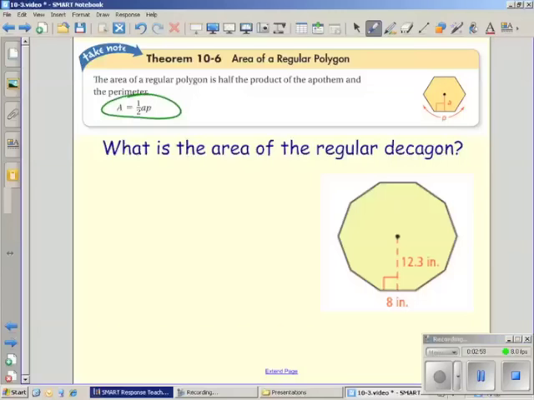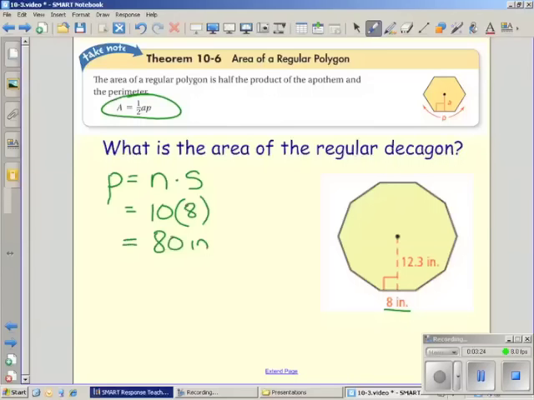Well, step one is we have to find the perimeter of this decagon. And to find the perimeter, we know that equals the number of sides times the length of a side. Decagon, we know, has 10 sides, and we know that one of our sides right here is 8 inches. So the perimeter of this decagon would be 80 inches.